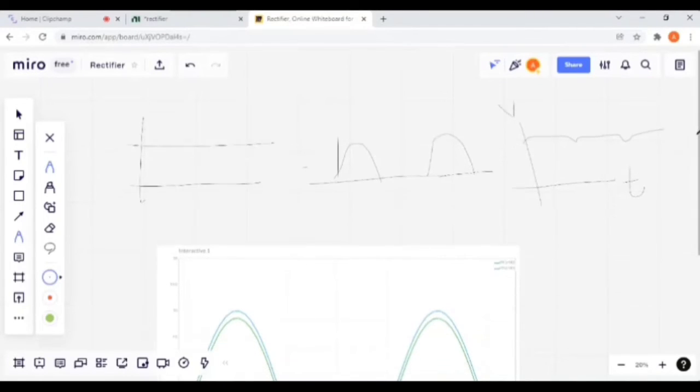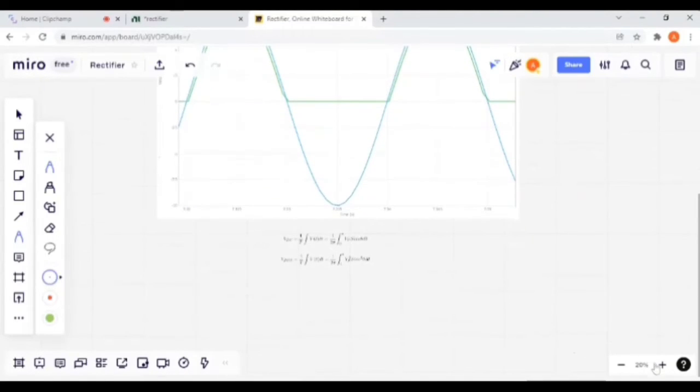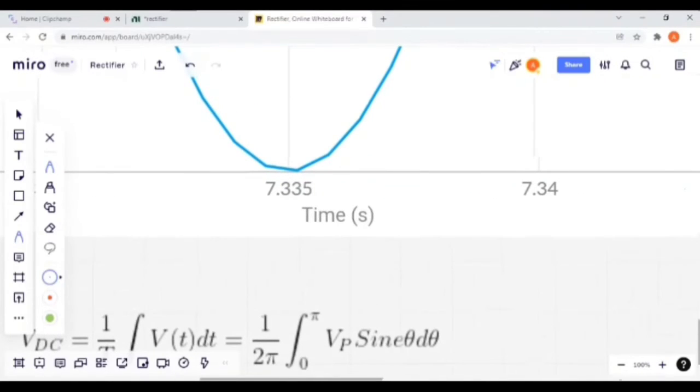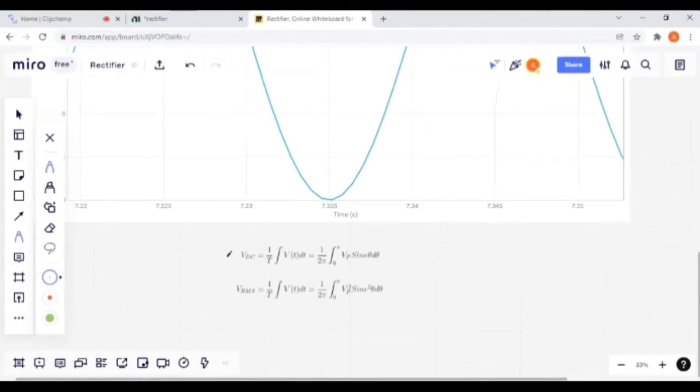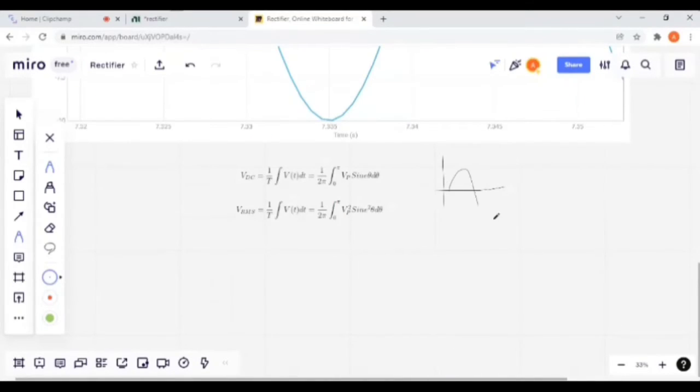We have applied a sine wave with a peak value of 10 volts. Now the question is, what is the value of this DC voltage? So this is the formula of the DC voltage obtained from this rectification process. This is 1 upon T. Actually this is simply integration, and this is integrated from 0 to pi because of half wave, and its period is 2 pi. This is a sine wave.